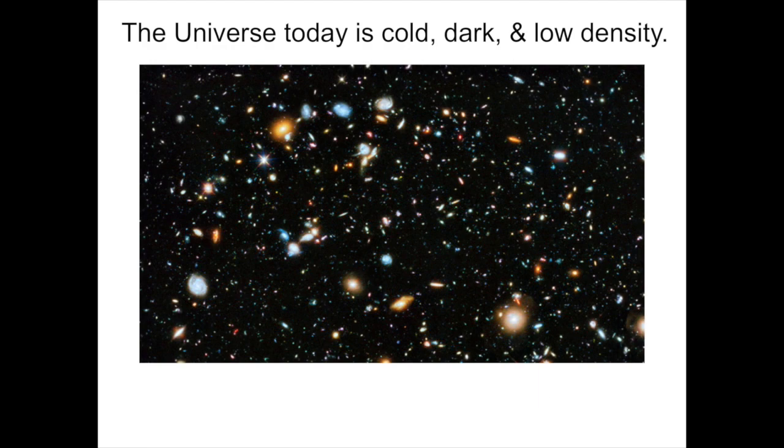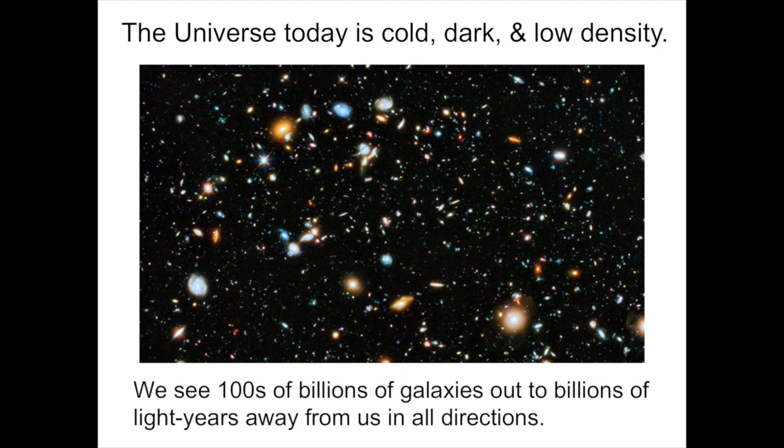The universe we see around us today is cold, dark, and very low density. We see hundreds of billions of galaxies out to billions of light years away from us in all directions, and darkness in between. Our universe is very thin and very transparent in terms of its distribution of matter. But it wasn't always this way.